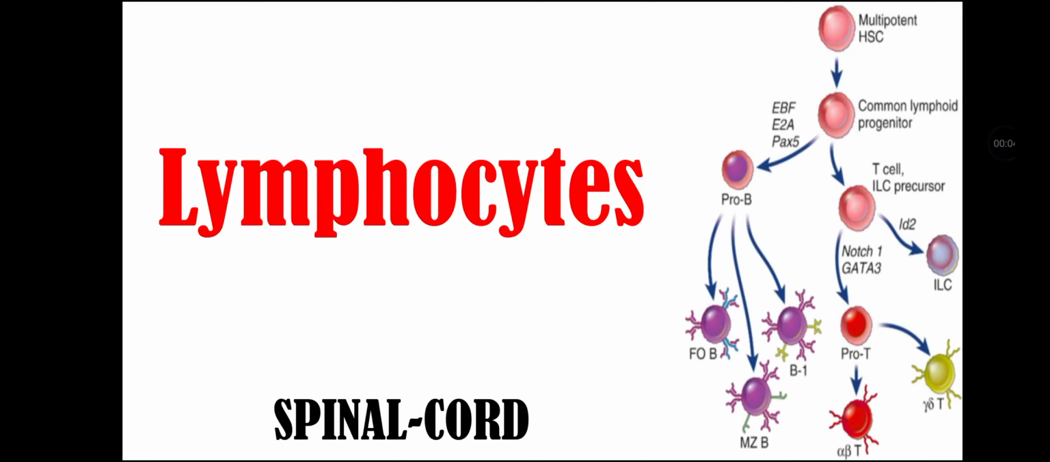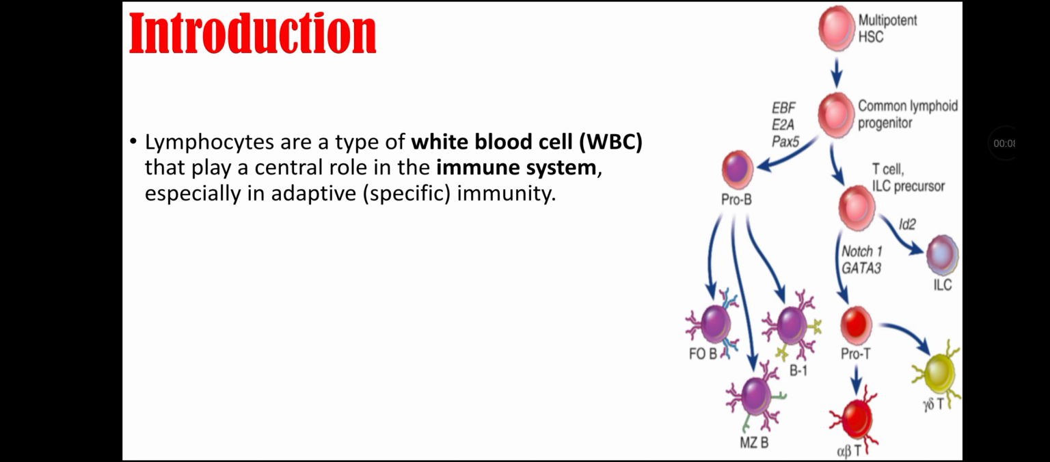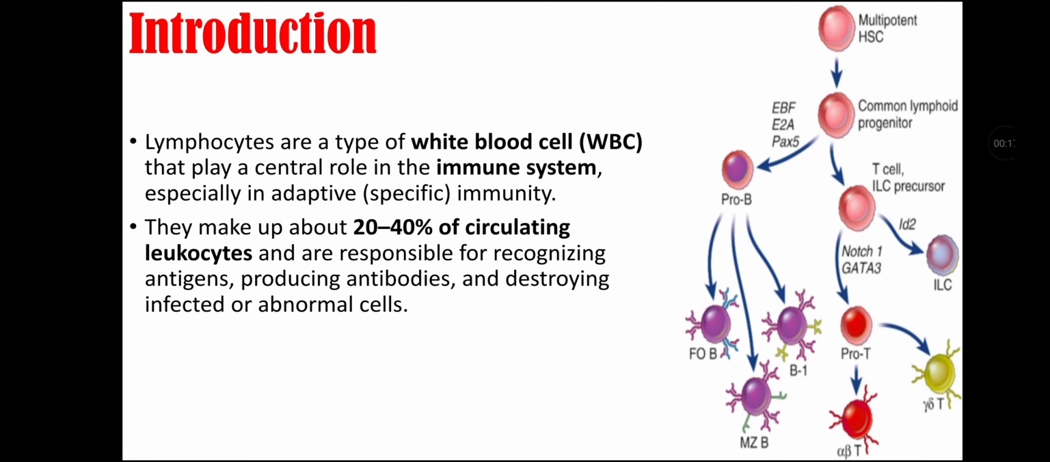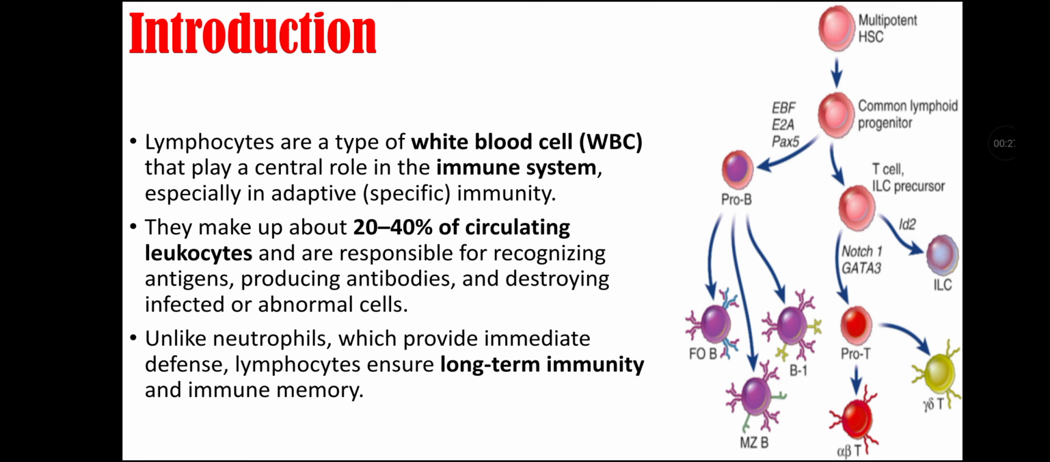Today we are going to talk about lymphocytes. So let's start our topic with introduction. Lymphocytes are a type of white blood cells that play a central role in the immune system, especially in adaptive immunity. They make up about 20 to 40% of circulating leukocytes and they are responsible for recognizing antigen, for producing antibodies and for destroying infected or abnormal cells.